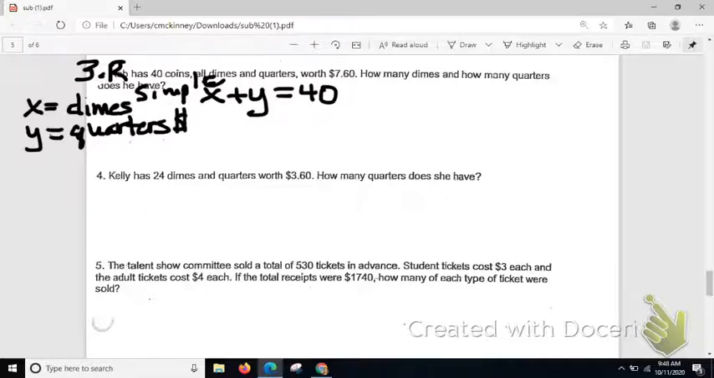My other one is going to be all about the money. All about how much are these things actually worth. So how much is a dime worth? 10 cents, right? So I'm going to take a little liberty here, and I'm just going to say 10 without a decimal, which is okay as long as I take the decimal off everything. So I'm working like in pennies. So a dime is 10 cents, a quarter is 25 cents, and $7.60 is 760 cents.